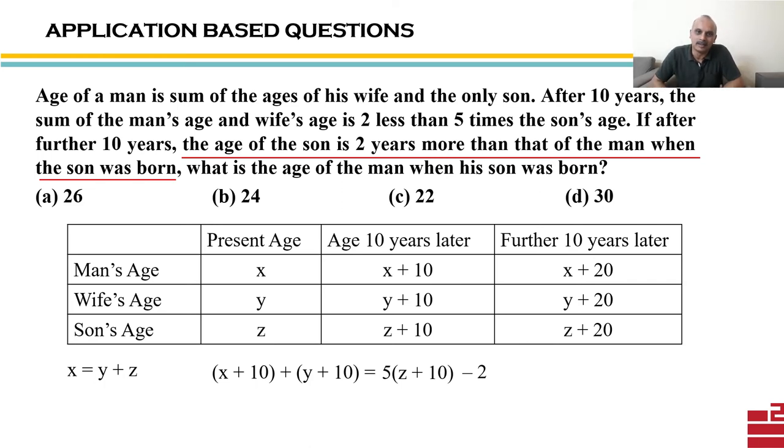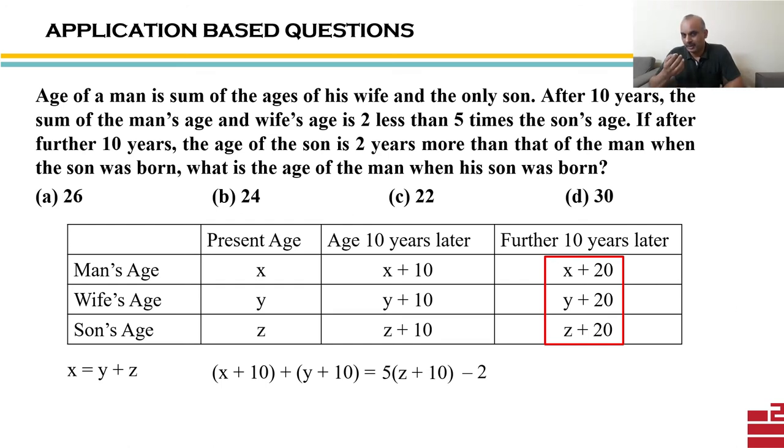After further 10 years, the age of the son is 2 years more than that of the man when the son was born. So the last column figures I will look at, and how will we form the equation? It's given that the age of the son is, now what is the age of son to be taken? Z plus 20. So Z plus 20 is equal to what? 2 years more than that of the man when son was born.